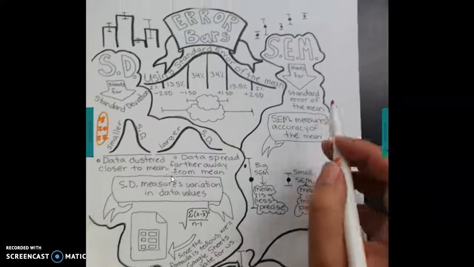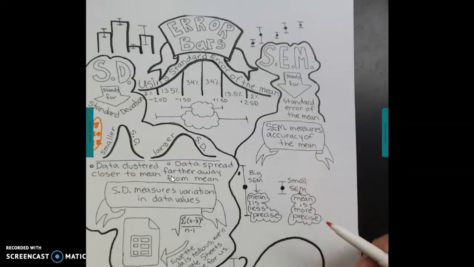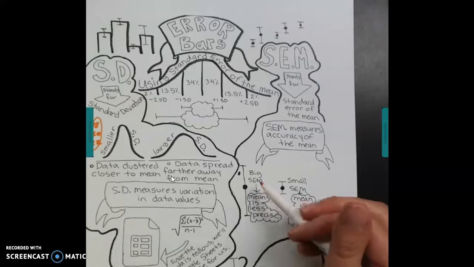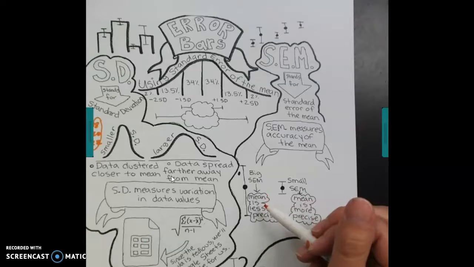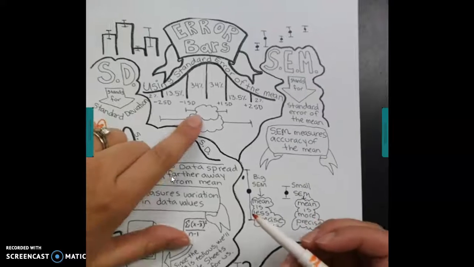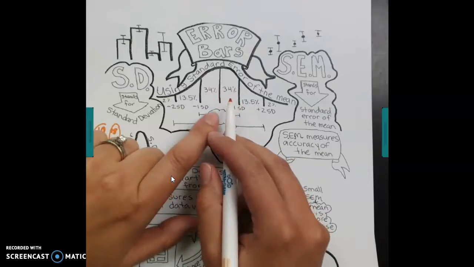And then standard error of the mean is going to measure the accuracy of the mean. It's going to tell us whether the mean is really precise or less precise. The bigger the standard error of the mean, that means the more spread we have in the data. You can think of it like the bigger our standard deviation would be. And then a small standard error of the mean means the data is more precise, meaning the data is more clustered together.